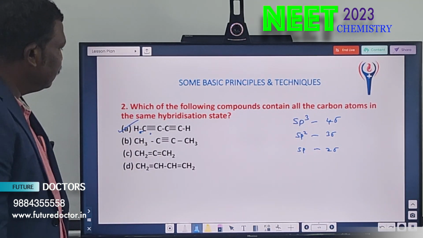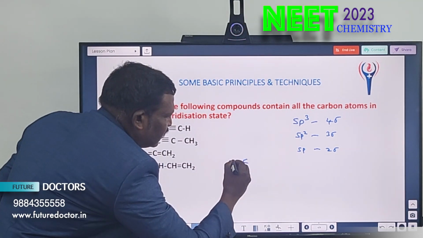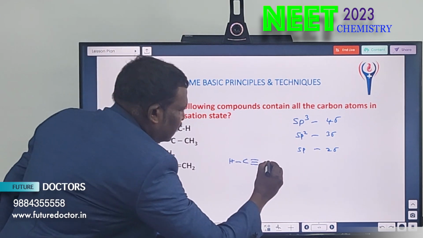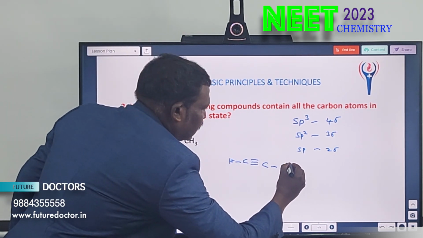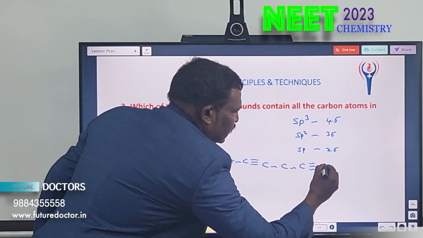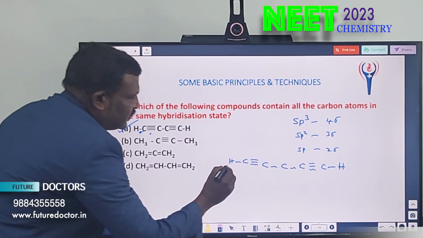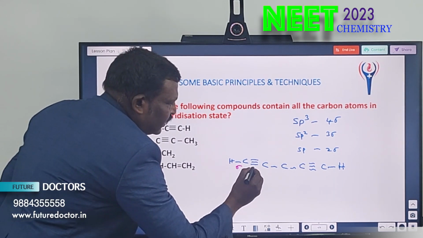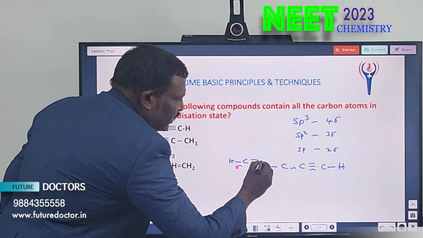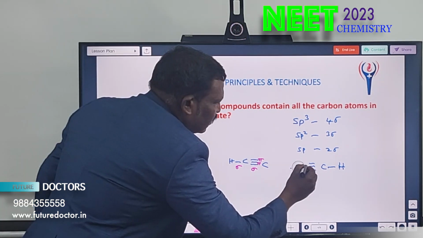Are you following? Suppose I expand this structure. This is CH, here triple bond, C, it goes on. Again C, again C, here C triple bond, then CH, it goes on like this. Here, a single bond means simply you can put a sigma bond. If you have a triple bond, the first will be a sigma bond and the remaining will be considered as pi bonds. So here, sigma bond.